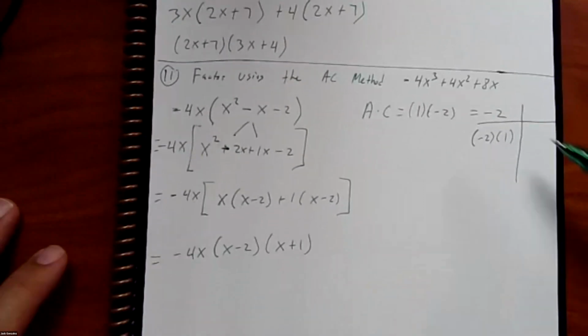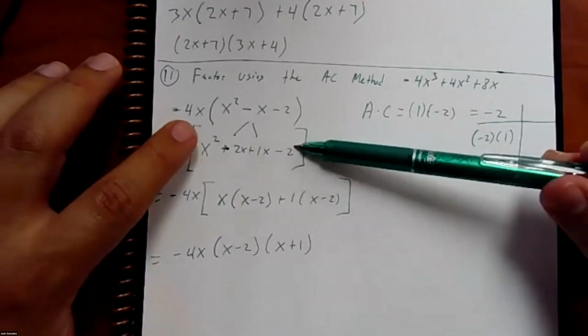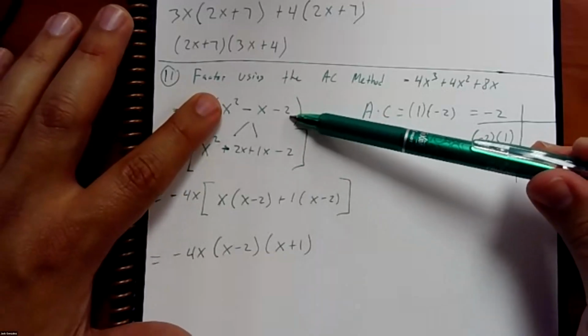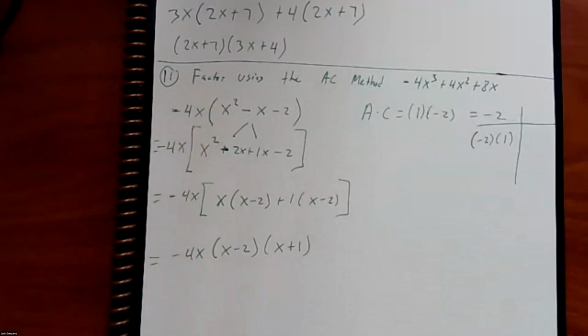Are there any questions on how we did AC method on this one? I know technically we didn't have to do it because this was kind of easy to deal with. But since they said AC, we did it. If it doesn't say what method to use, then use whatever method you want. Okay. You guys cool with 11?